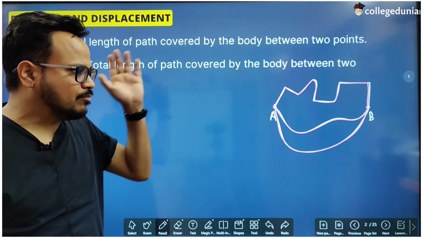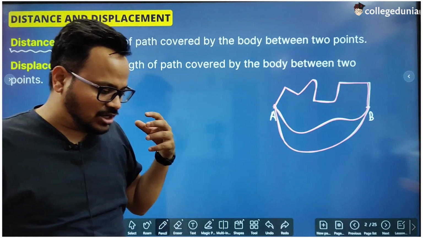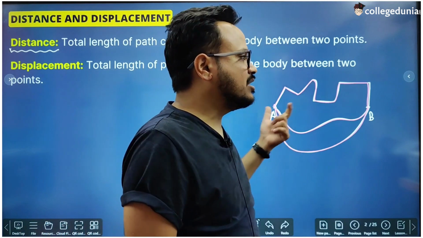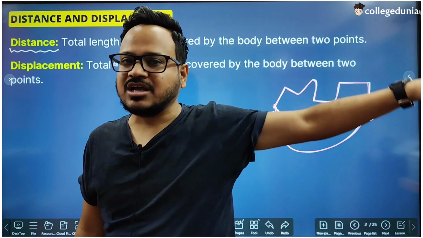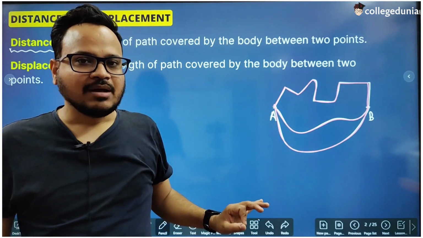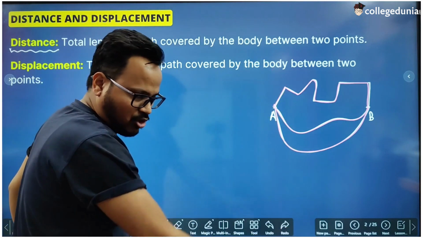If the body is not moving, you cannot find that distance, right? In common terms, we always say that the distance between this place and that place is suppose 10 kilometer or 20 kilometer, which is wrong, because distance is always calculated according to the motion of the body, right?